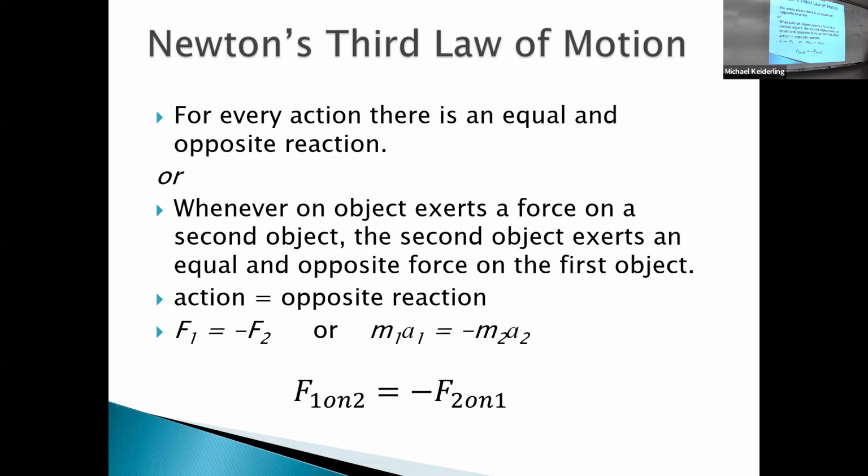Newton's third law says for every action, there's an equal and opposite reaction. What that means is that actually all forces come in pairs. Whenever an object exerts a force on a second object, that second object exerts an equally sized but opposite direction force on the first object. So if I push on the wall, it pushes back on me with an equal and opposite force.